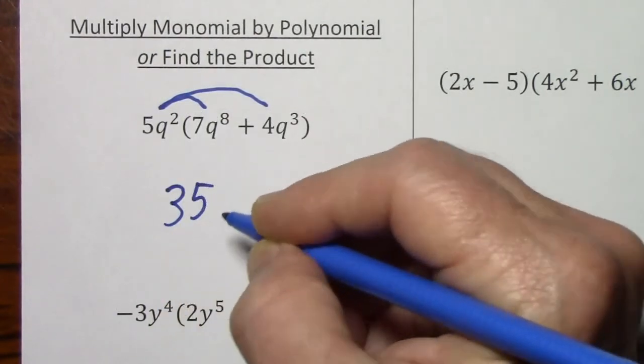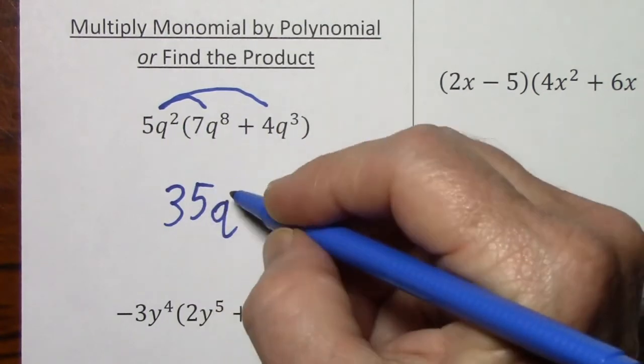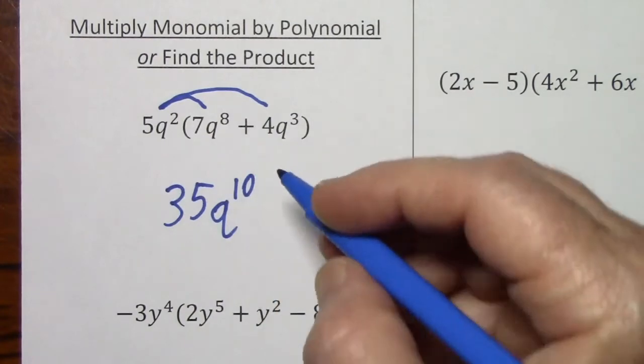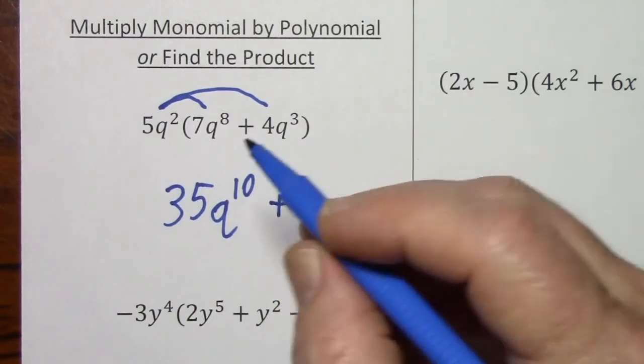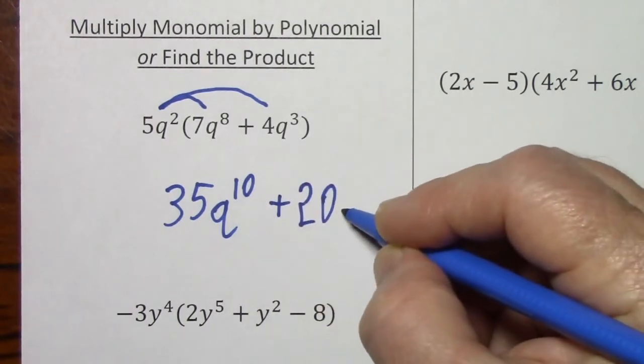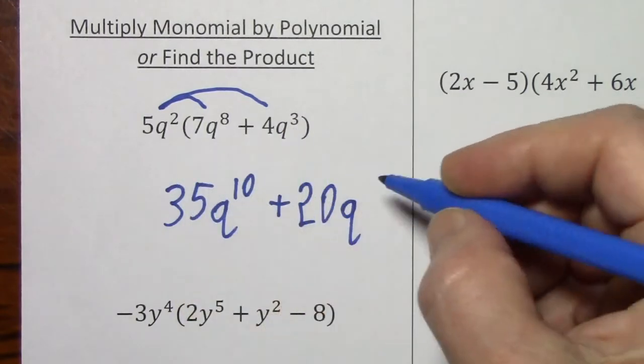35 q 2 plus 8, and then this term times this gives us a positive 20 q to the 5th.